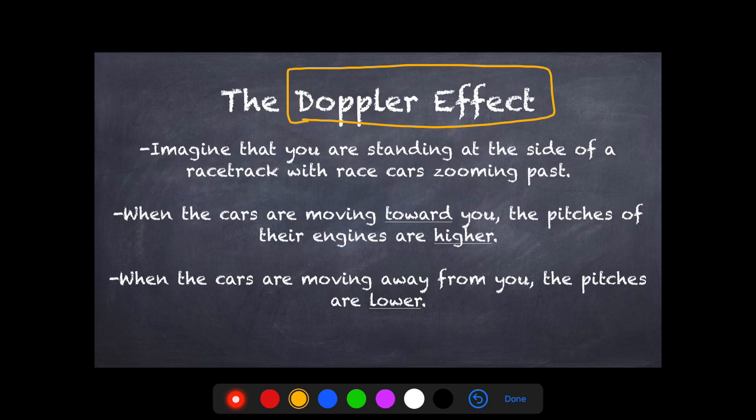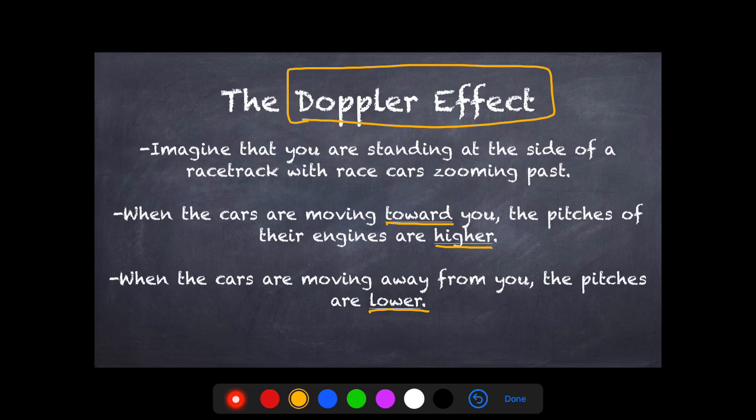So let's take an example of a racetrack. Say that you're standing at the side of a racetrack and you have a bunch of cars that are driving by. When the cars are coming toward you, the pitches that they are making from their engines are going to sound higher. When the car is moving past you, moving away from you, the pitch that's going to be coming from their engine is going to sound a lot lower, okay?